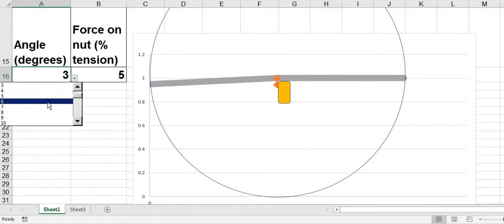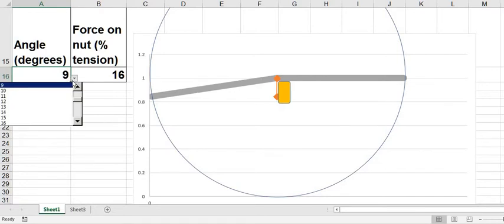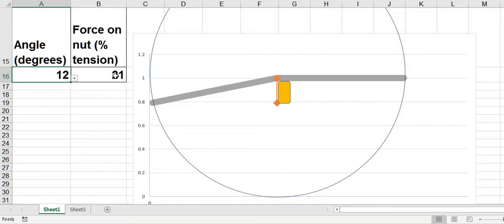We'll keep going. At 6 degrees, we have 10% of that pull strength appearing as downward force on the nut, in this case 1 kilo. At 9 degrees, it's just a bit over 15%. And as we approach a fairly typical headstock angle, 12 degrees, it's just a bit over a fifth. So if we've got 10 kilos pull strength, we've got 2 kilos pushing the string into the nut.